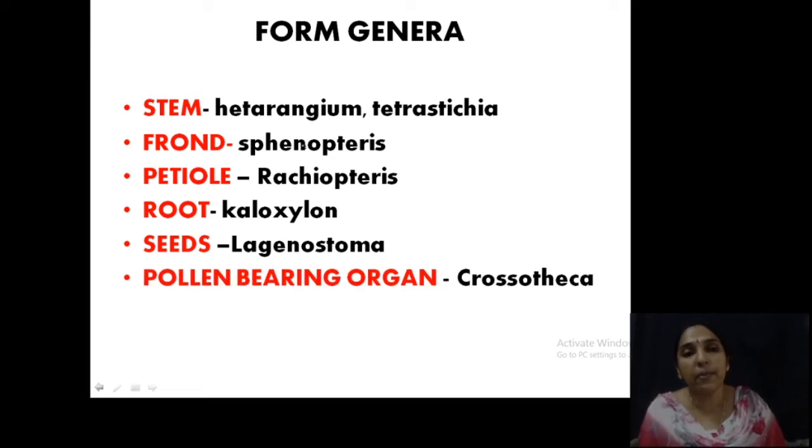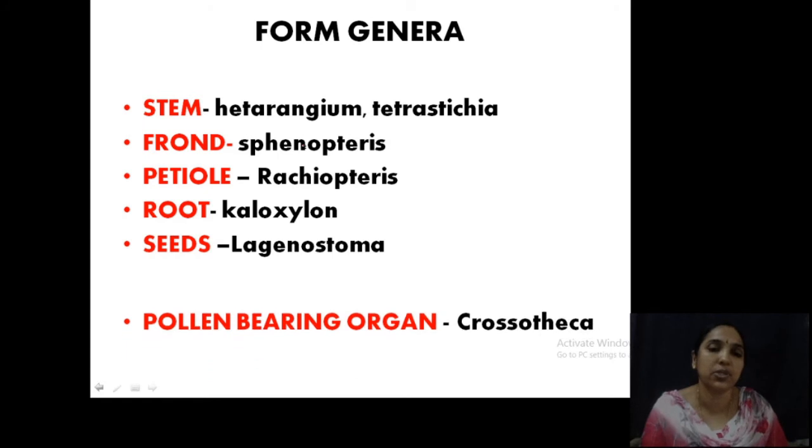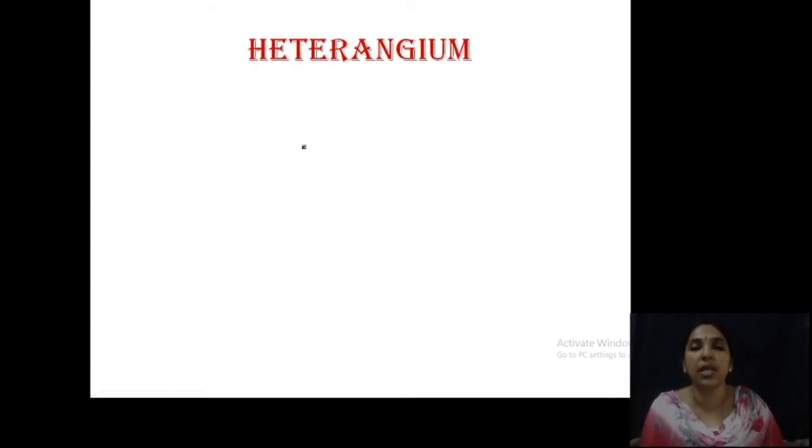Then the pollen bearing organ is Crossotheca. So, no need to memorize this, only try to study what is there in your syllabus. Okay. Heterangium is there in your syllabus. So, let us study the features of Heterangium. Heterangium is a stem genus.